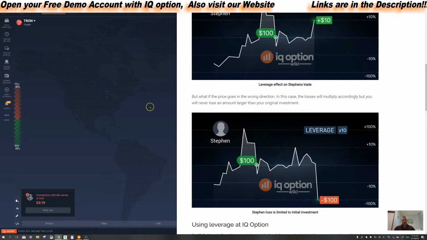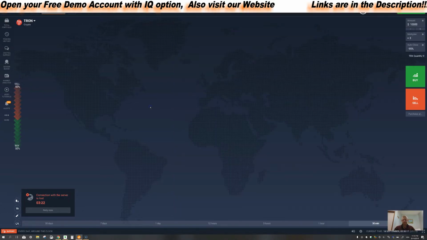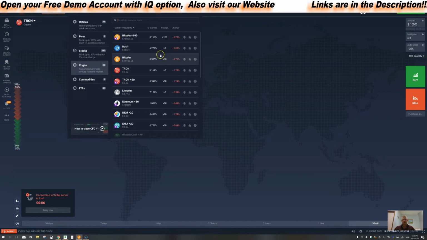Now, how do we set that up in our IQ Option platform? It's currently the weekend, so we cannot trade. I have no connection right here. But anyway, I can still give you an example to show the leverage. First of all, if you open the assets, you have here, it's called multiplier at the top. This is, for example, Bitcoin x100. That means the movement on Bitcoin is magnified 100 times.